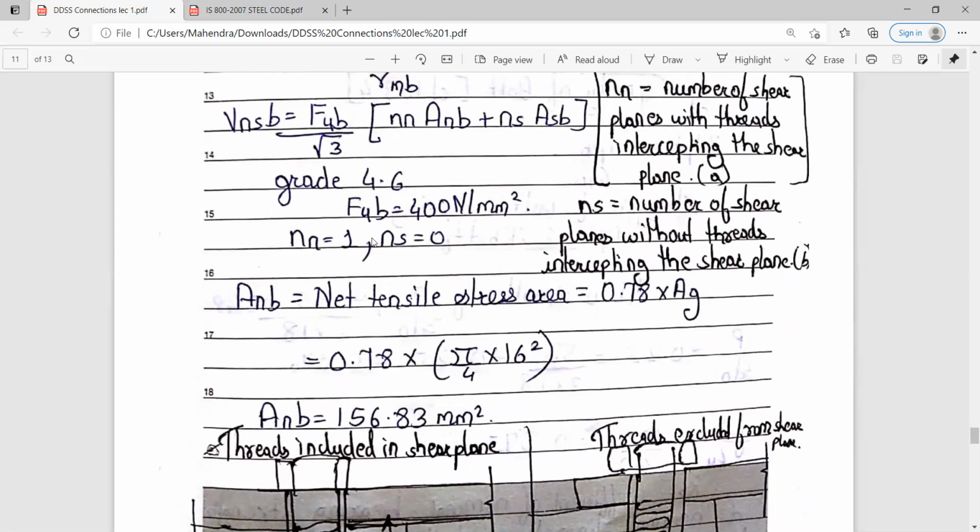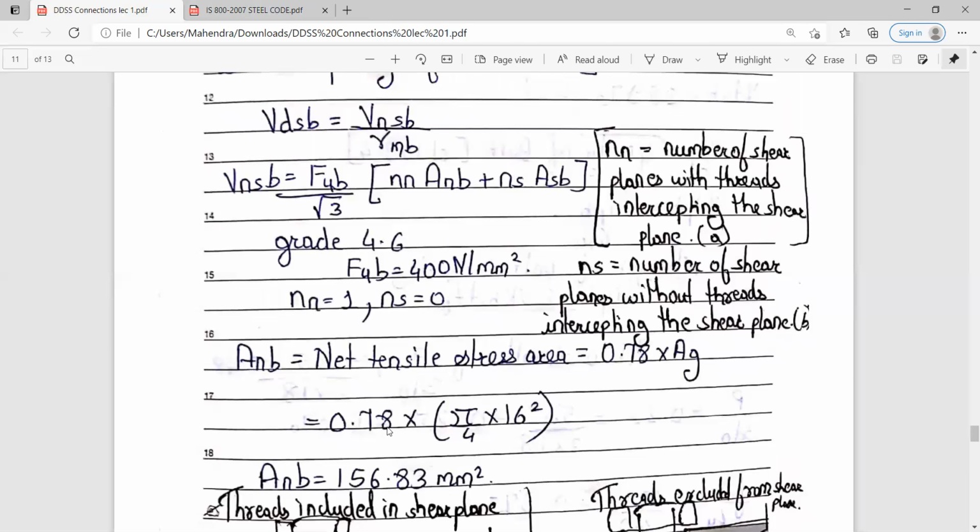Now ANB is nothing but the net tensile stress area. The formula for ANB is 0.78 into AG. Now how will you calculate AG? Pi by 4 into D square, where D is the diameter of the bolt. What is the diameter of the bolt given? 16. So pi by 4 into 16 square. You will get the value of ANB, that is 156.83 mm square.